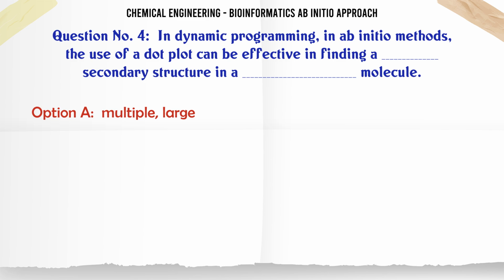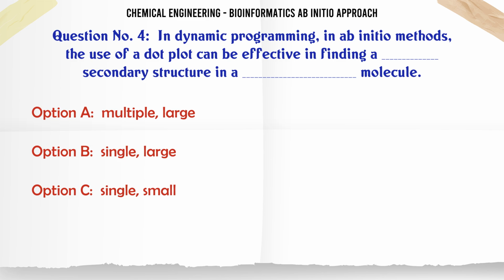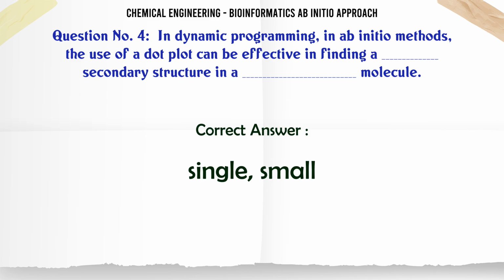In dynamic programming in ab initio methods, the use of a dot plot can be effective in finding a secondary structure in a molecule. A. Multiple large. B. Single large. C. Single small. D. Multiple small. The correct answer is single small.